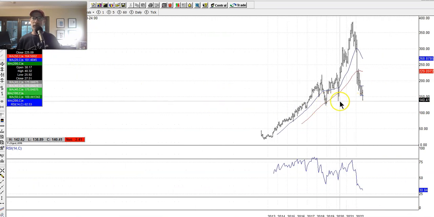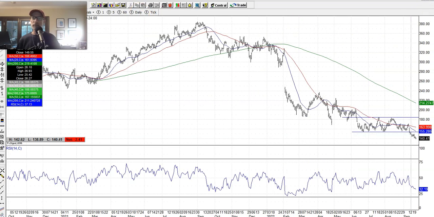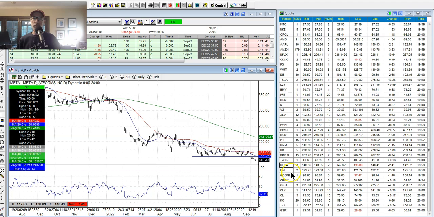The line in the sand here is right around $140. The last time it got there was during the pandemic, this section right here. So will it fall through that? The next line would be this last support right here, somewhere in 2018. So Facebook, I don't really have much to do with Facebook. IBM.